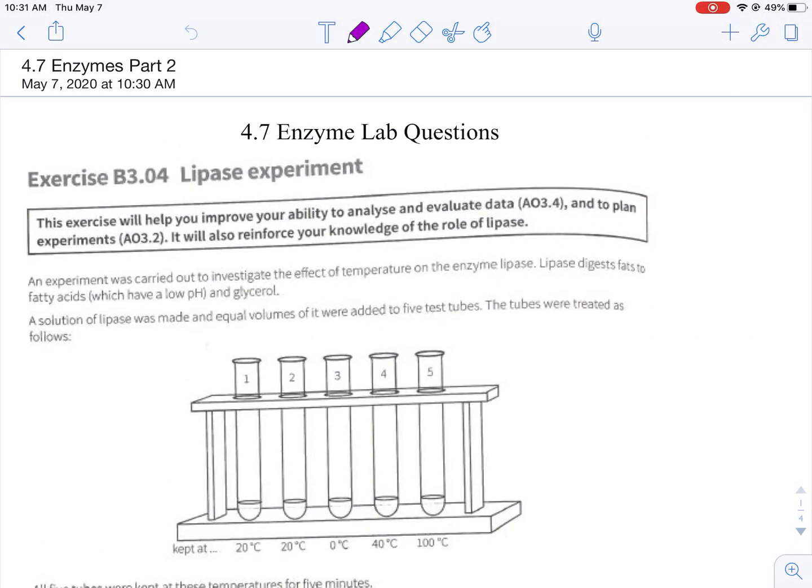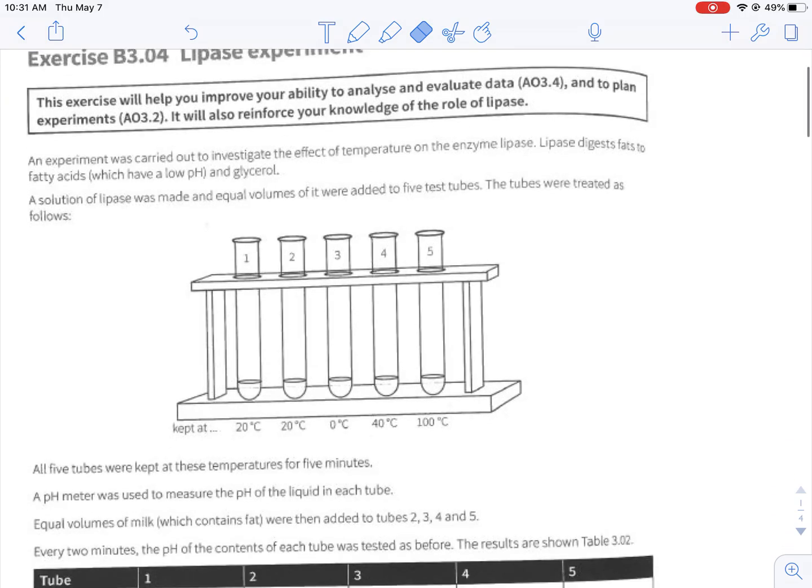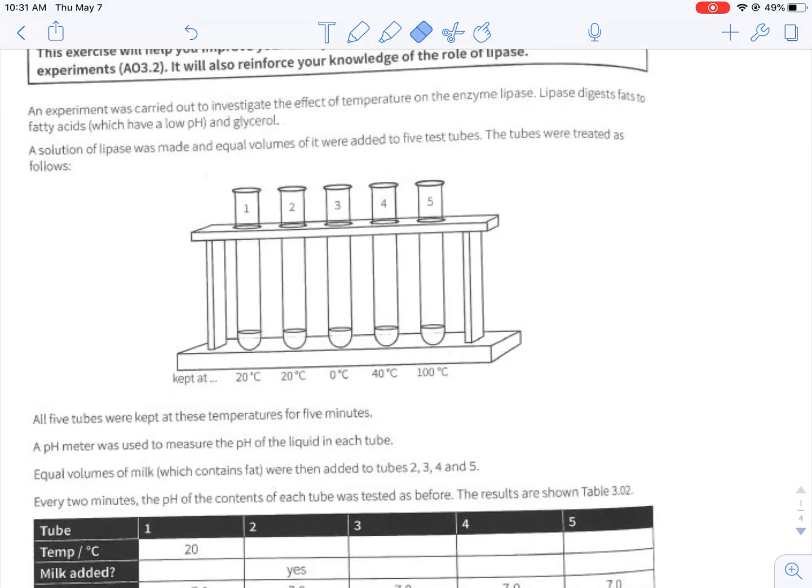In this assignment, we are looking at the data of a hypothetical experiment where we're testing the temperature effects of lipase. And so in this experiment, we have lipase digesting a fat and creating fatty acids and glycerol. And these solutions are in 5 different test tubes with different temperatures.